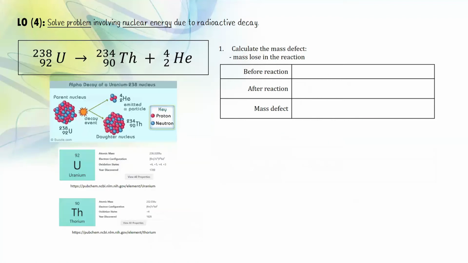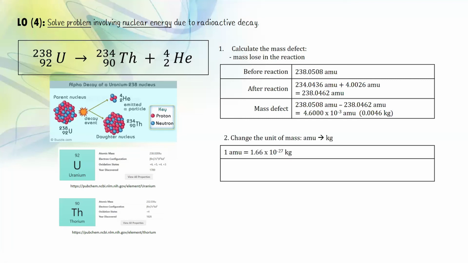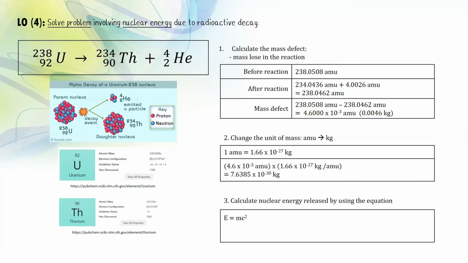Now we try the second element, uranium-238. Alright, try to calculate the mass defect first. I give you 1 minute. Okay, you should get the value here. Next, change it to kilogram and we get the value here. Finally, calculate the energy release. And we get the value here.